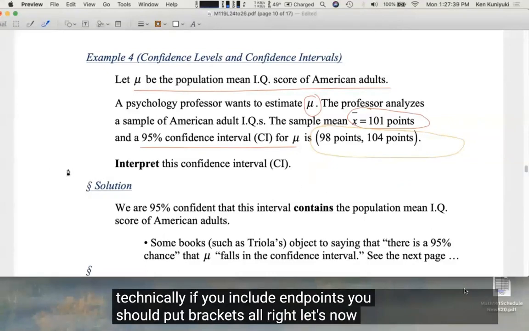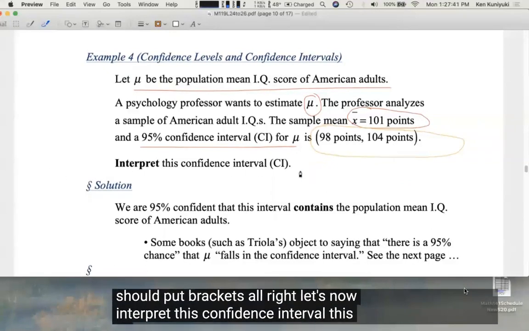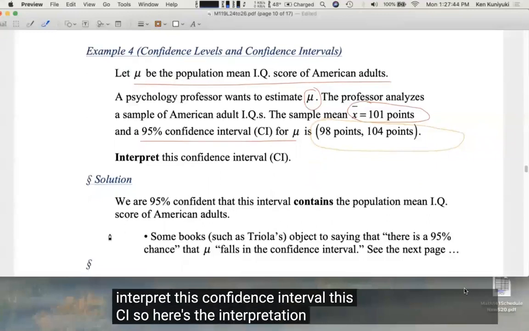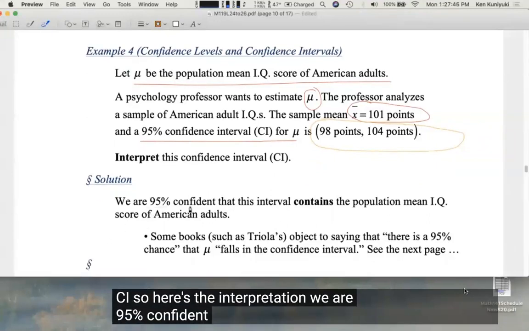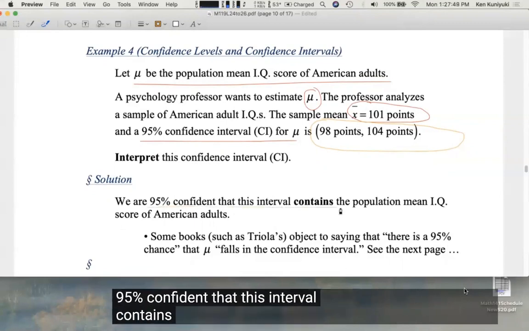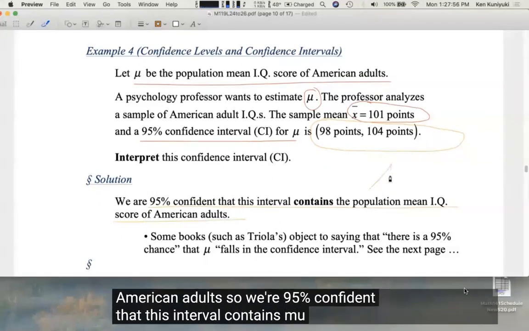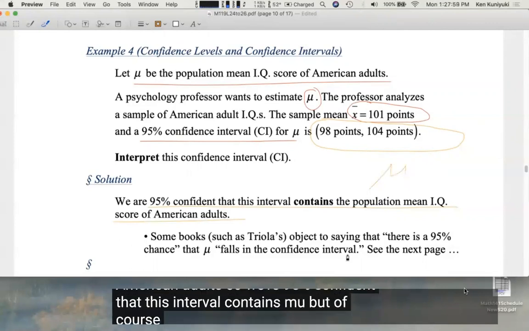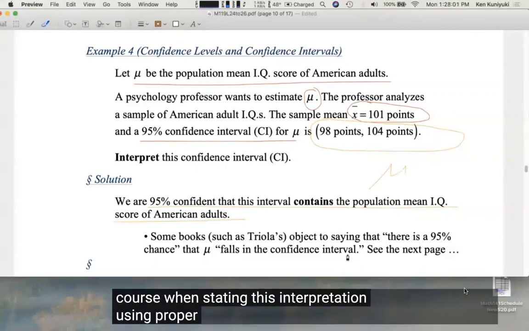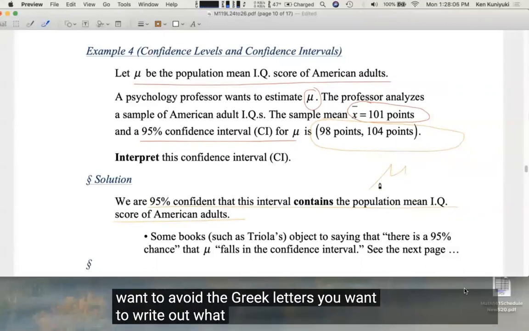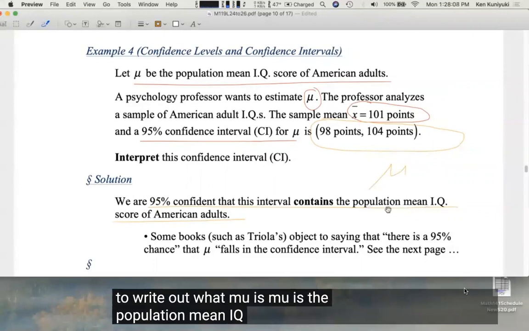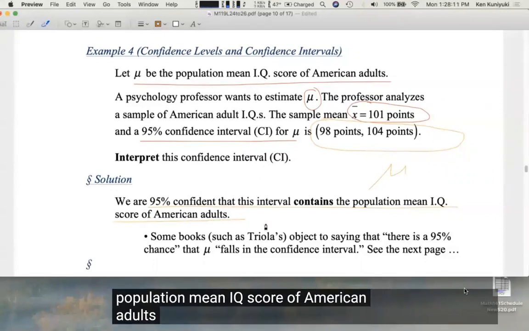All right, let's now interpret this confidence interval, this CI. So here's the interpretation. We are 95% confident that this interval contains the population mean IQ score of American adults. So we're 95% confident that this interval contains mu. But of course, when stating this interpretation using proper English to a layperson, you want to avoid the Greek letters. You want to write out what mu is. Mu is the population mean IQ score of American adults. So you should write that out.